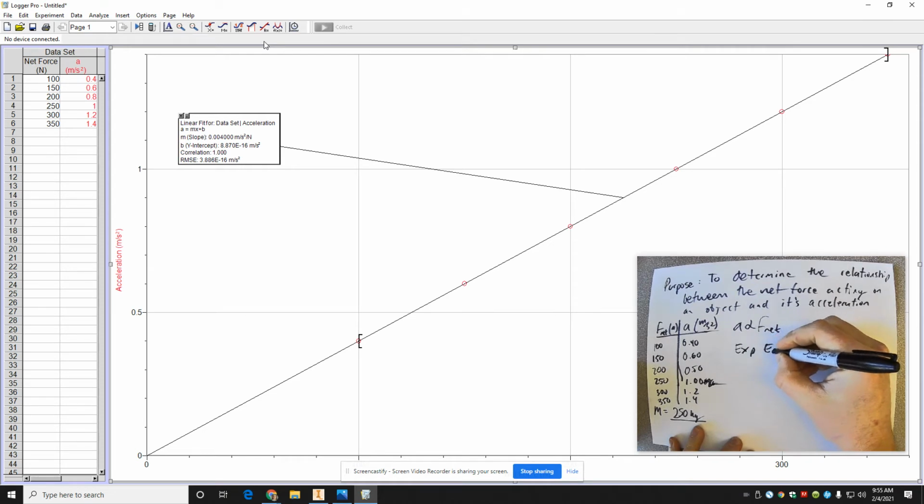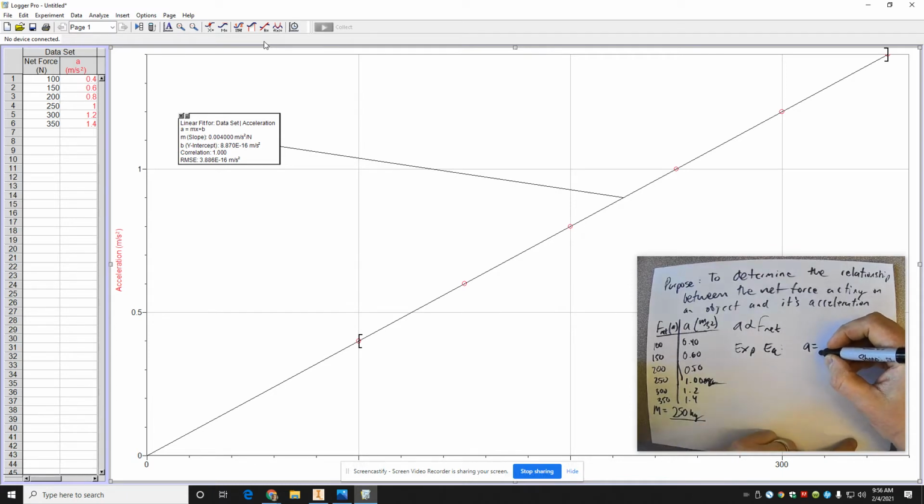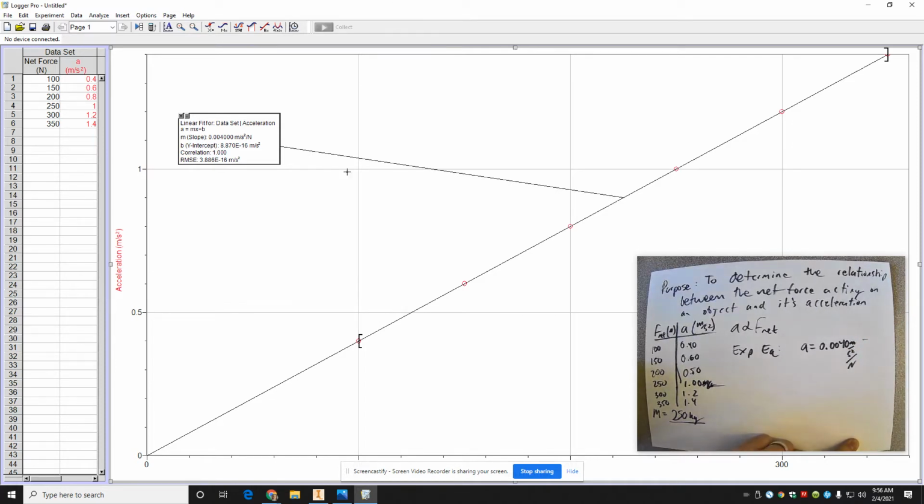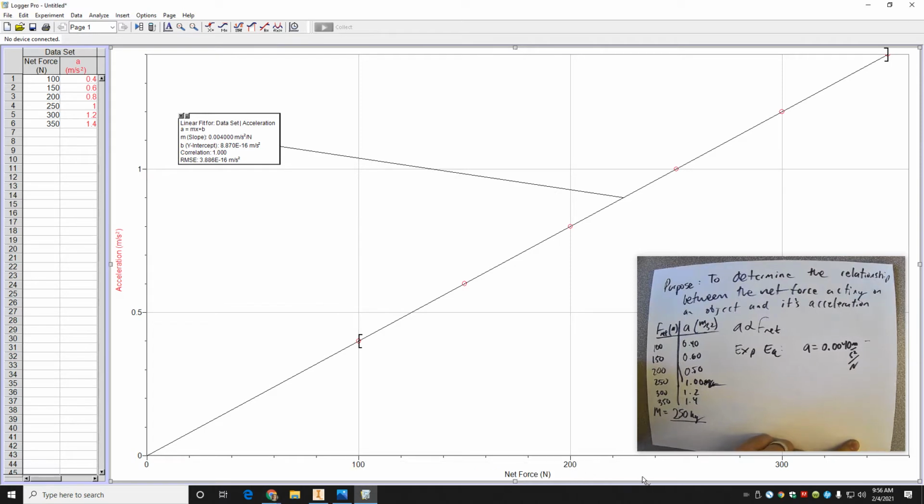The experimental equation is acceleration equals mx plus b. Well, m is the slope of the line. It's 0.0040 meters per second squared per newton, times x. Well, x is F net. Let me hide this so you can see it. The y-intercept is 0 here. No force, no acceleration. Great.